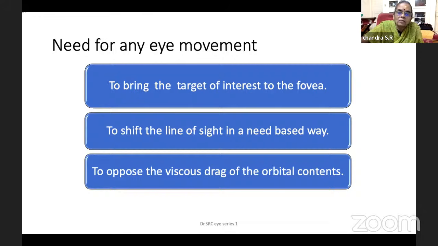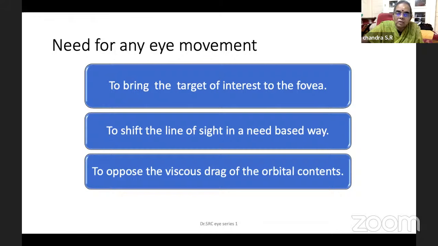And to oppose the viscous drag of the orbital contents. And during these phenomena, you have the mechanical content in the orbit, like the connective tissue, you have got the muscles, you have got the ligaments and tendons of muscles. All these give a viscous drag to the content of the orbit, so the eye cannot move easily.